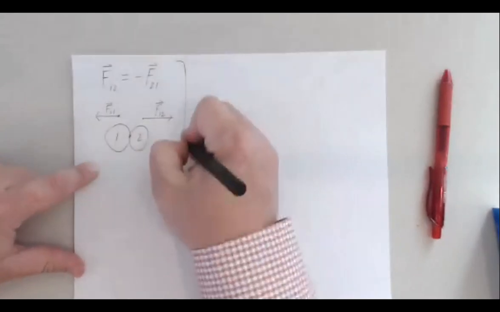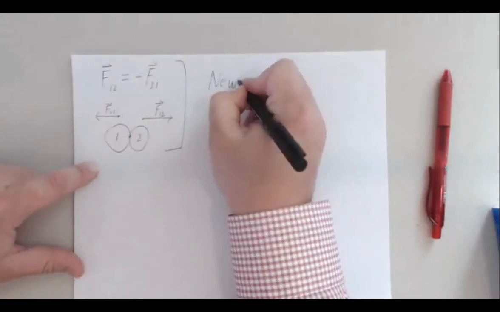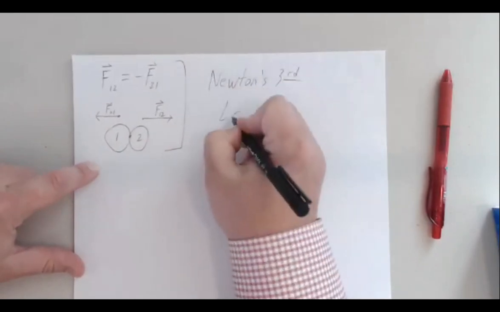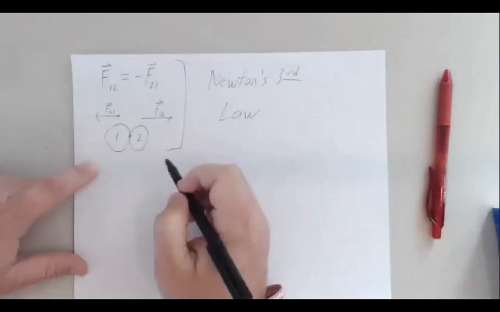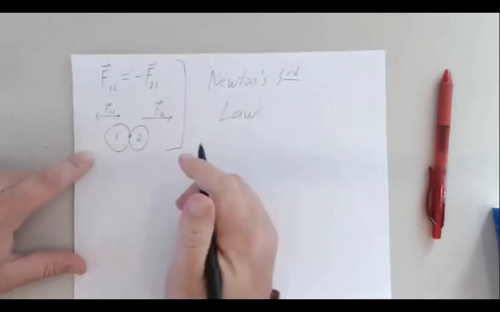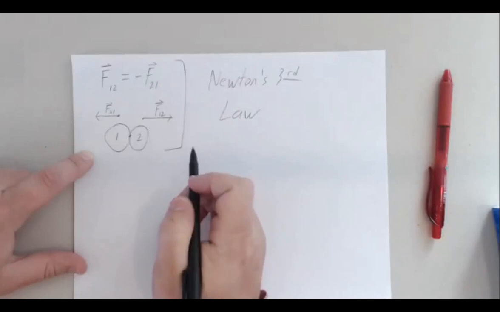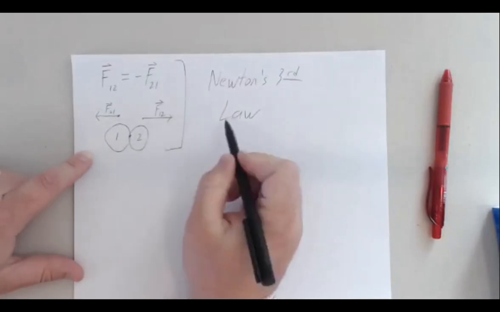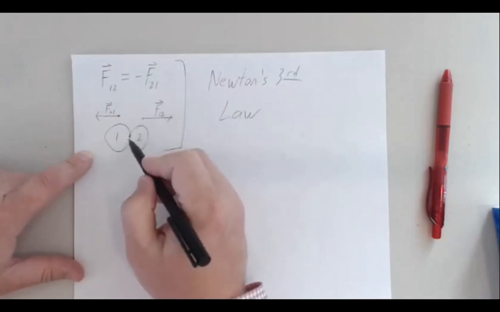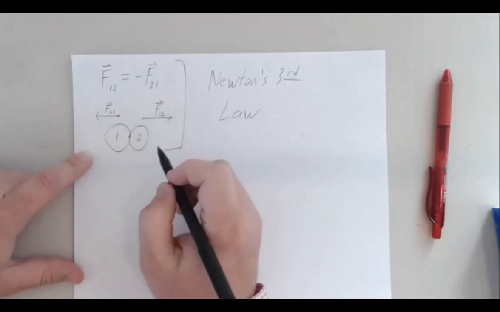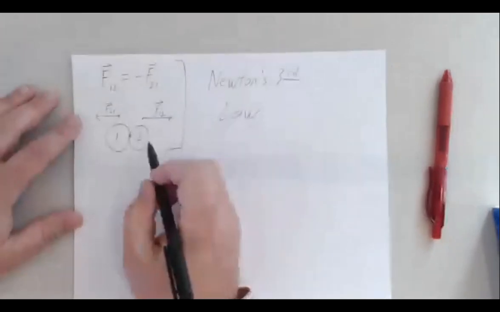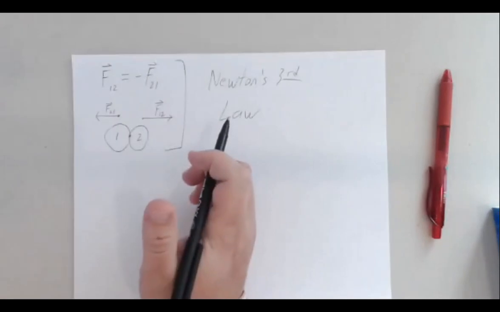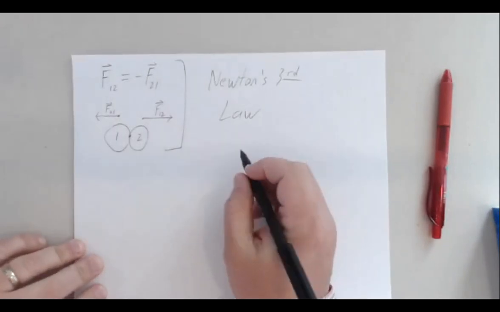And this whole thing is Newton's third law, right? This equal and opposite forces on different objects in an interaction. Forces are all about interactions. And Newton's third law says that anytime you have an interaction, it has to be such that each object gets the same amount of force, but in opposite directions, okay?